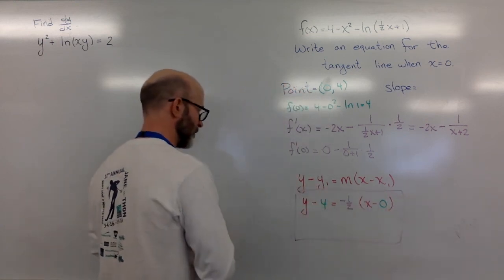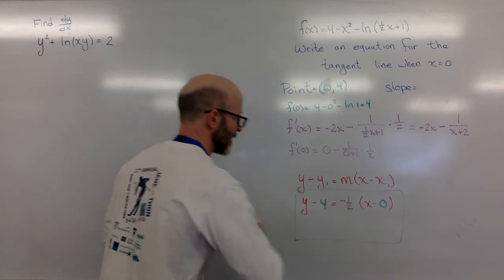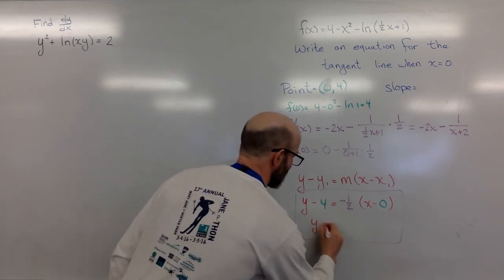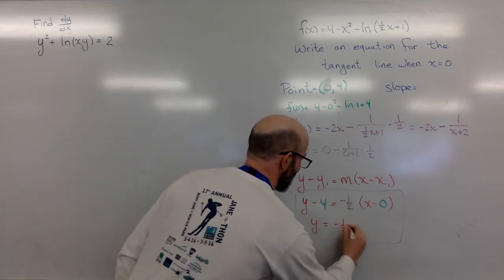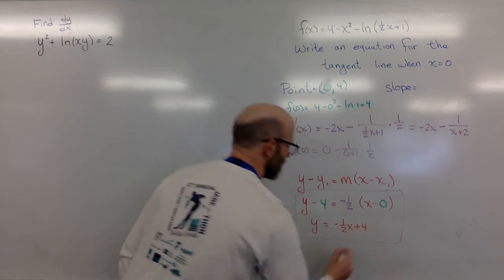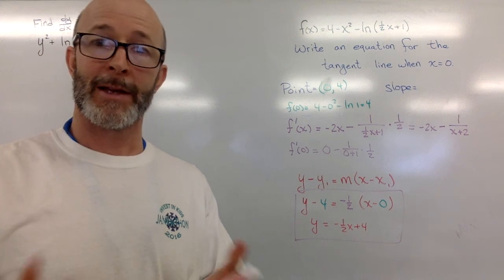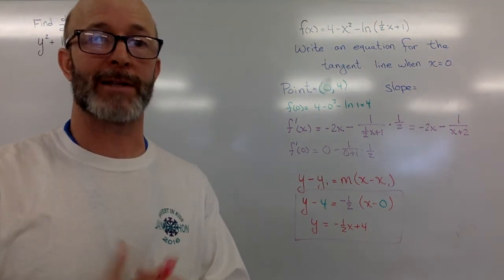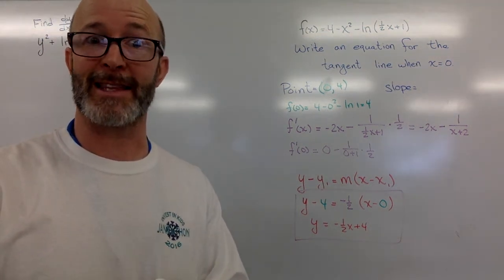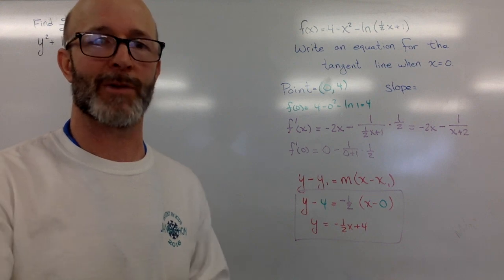That gives you all you need to know for the tangent line. If you wanted to rewrite it, negative 1/2 x plus 4, but I'm perfectly happy leaving it in the form that it is. That's an example of how to write the equation for a tangent line. I think we have 2 or 3 more examples to go over for derivatives.